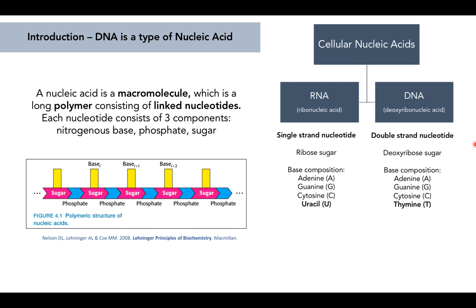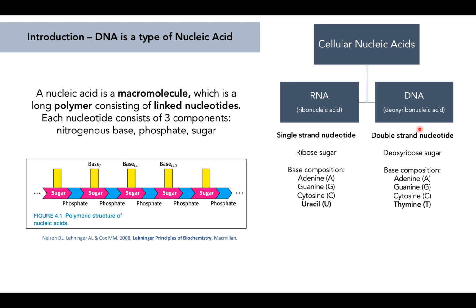Once again, there are two kinds of nucleic acid in the cell, which is ribonucleic acid and deoxyribonucleic acid. And there are several key differences between these two functionally and structurally, but here we will be talking about what the structural difference is between RNA and DNA. So an RNA is a single-strand nucleotide, whereas DNA is a double-stranded nucleotide. We'll look into this later in more detail.